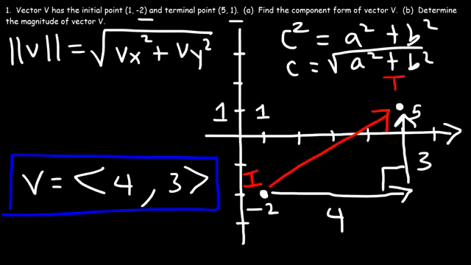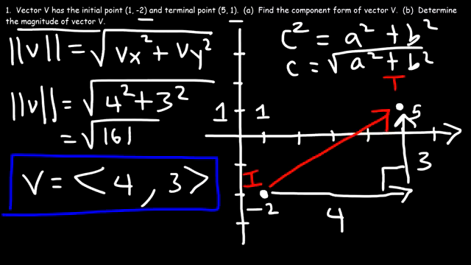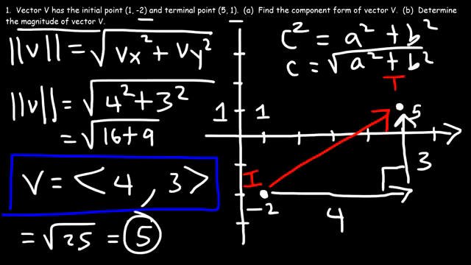So to finish part b, the magnitude of vector v is going to be the square root of 4 squared plus 3 squared. And 4 squared is 16, 3 squared is 9, 16 plus 9 is 25, and the square root of 25 is 5. So basically we have the 3, 4, 5 right triangle. And so that's how you could find the magnitude and the component form of the vector v if you're given the initial point and the terminal point.